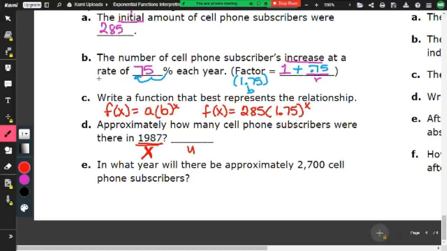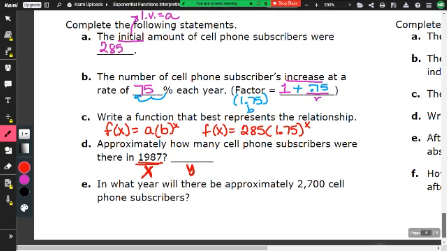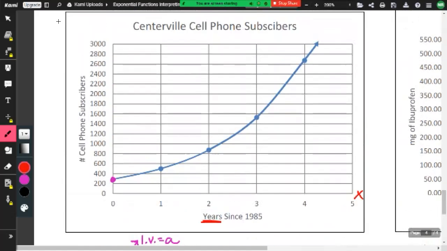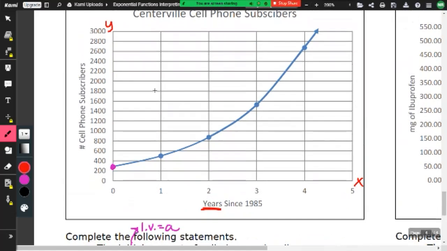So that means we're looking for the Y value. We're given the X value. We're looking for the Y value. You see the word years right there? That's your X value. Now, this graph doesn't go all the way to 1987. Why not? It starts at 1985. It says that it's years since 1985. So the 0 represents the year 85.